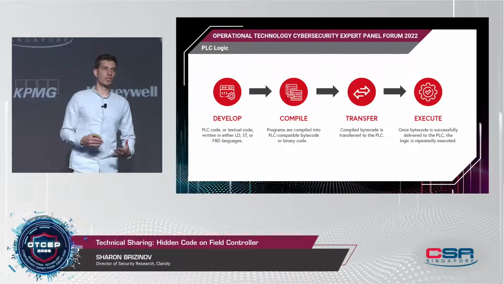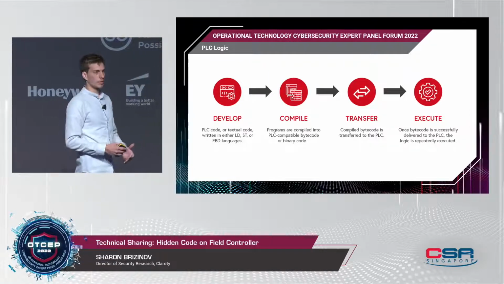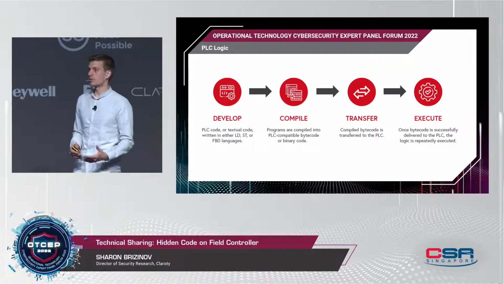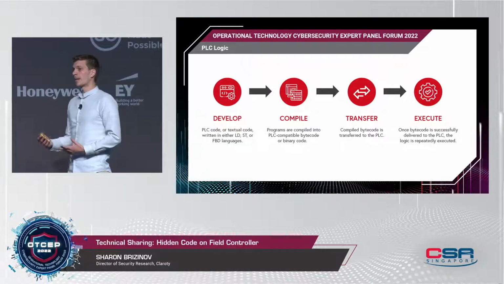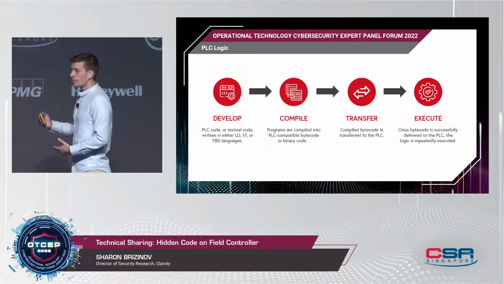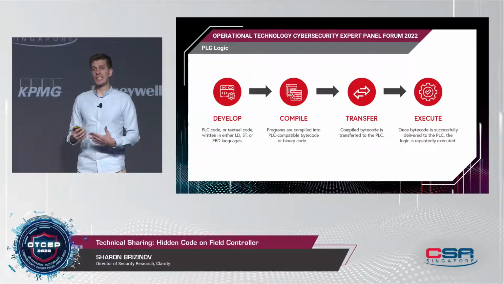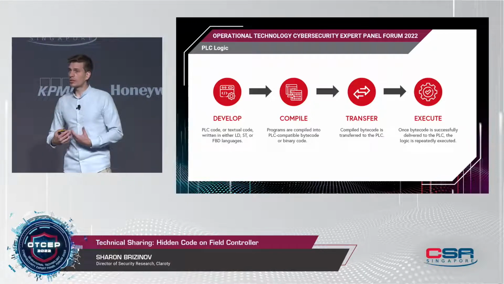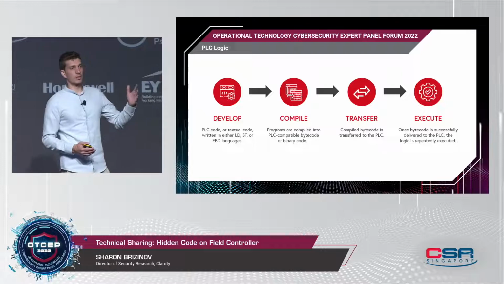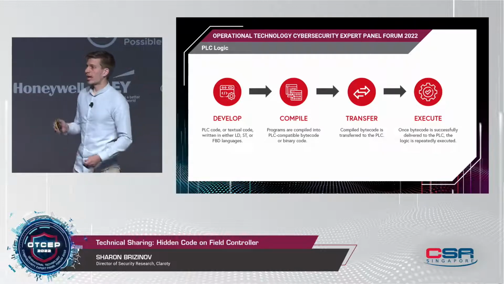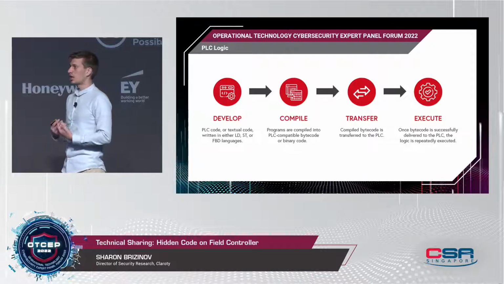The next step would be to actually transfer the bytecode to the PLC. Most of the vendors are using proprietary protocols to do that, and we'll see a couple of examples like Siemens OMS Plus or Rockwell CIP. And finally, the last step, again from a high-level perspective, is for the PLC to actually execute the bytecode. So the PLC somehow needs to understand what we want it to behave like, whether it's reading from a sensor or activating an actuator. The PLC needs to understand this logic.